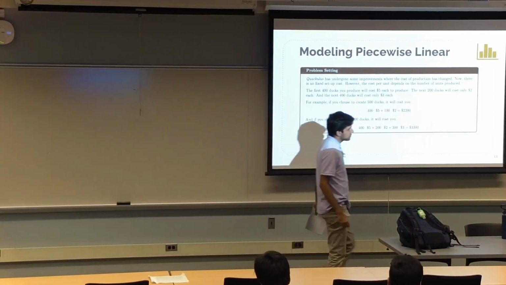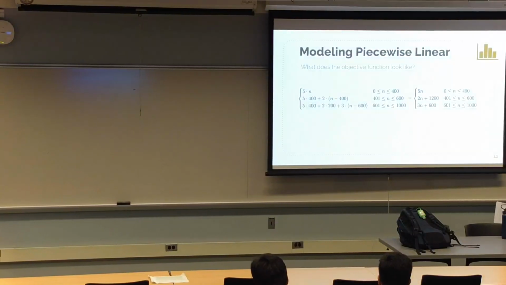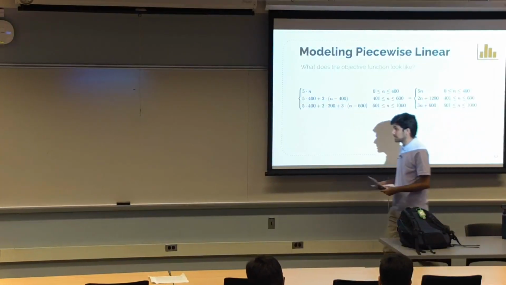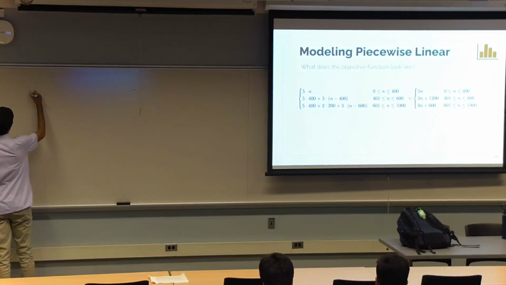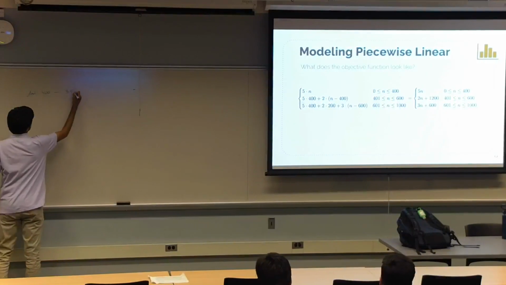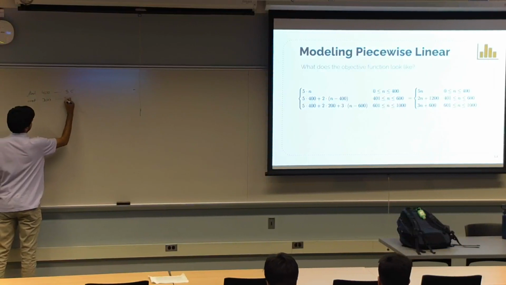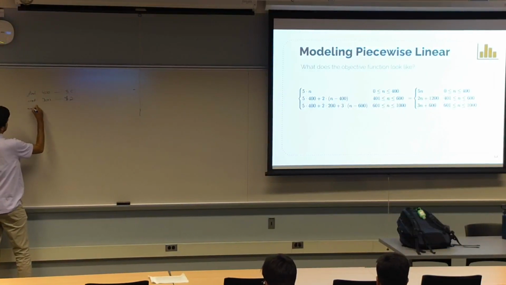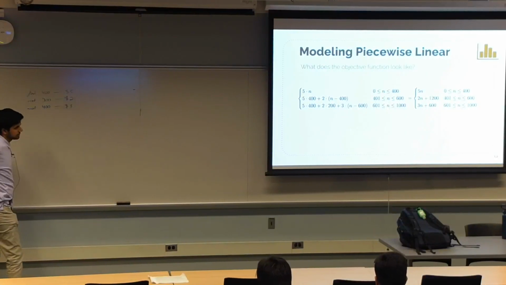So again, we're looking to minimize costs perhaps. So we would define our objective function. Now it's a lot more complex. Let me just write what the prices were. The first 400 were $5 a piece, and the next 200 were $2 a piece, and then the next 400 were $3 a piece.